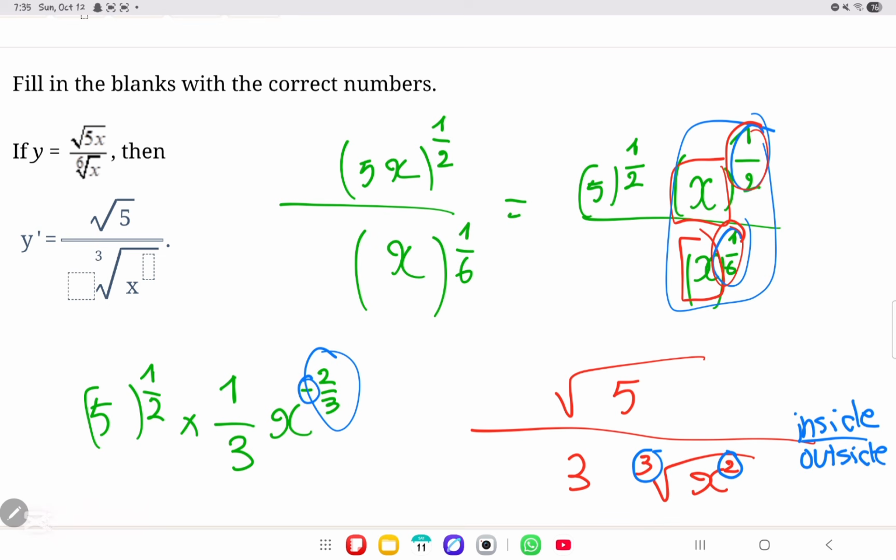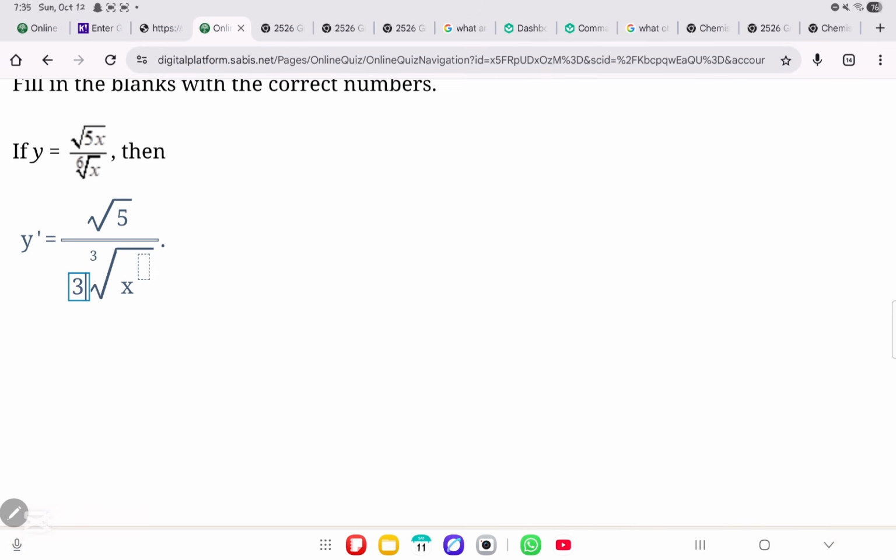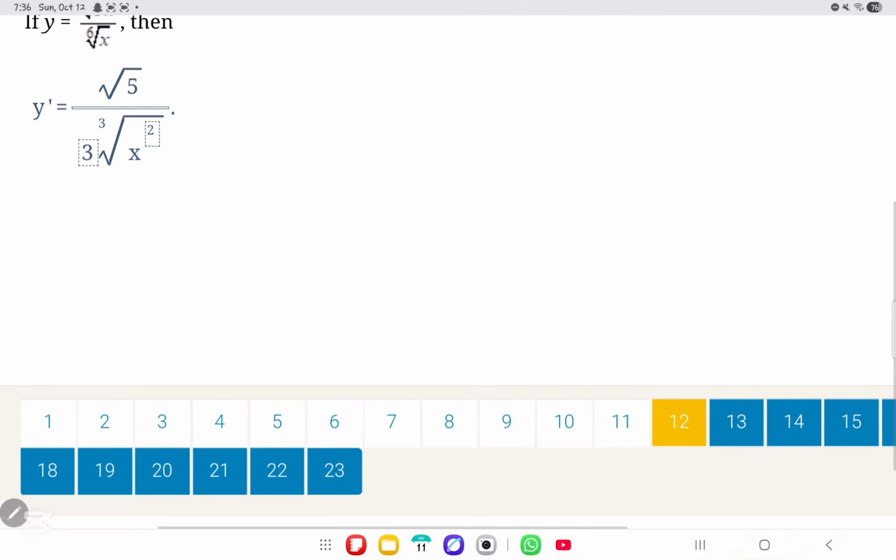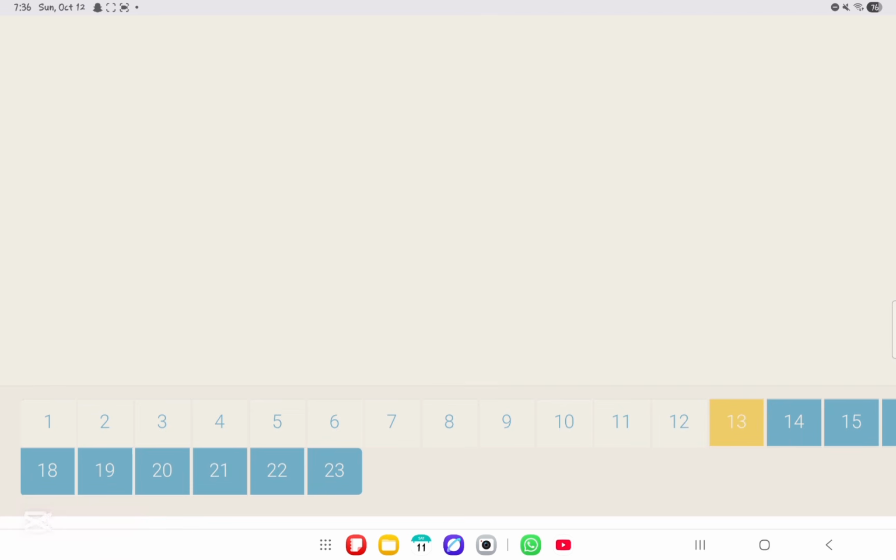And if it's negative, that means you put it on the opposite side. So if it's negative down, you put it up. If it's negative up, you put it down. Okay, so our final answer is radical 5 over 3, the cubic root of x squared. So 3 and 2. We'll move on to question number 13. What does it say in question number 13?